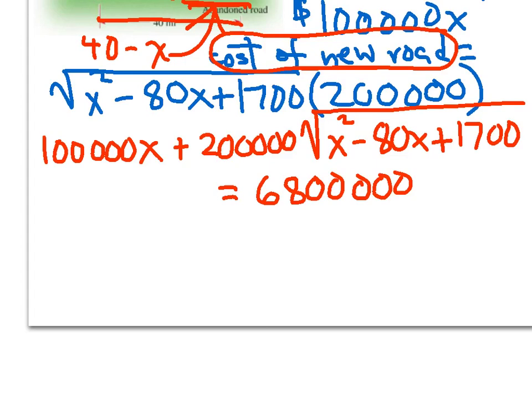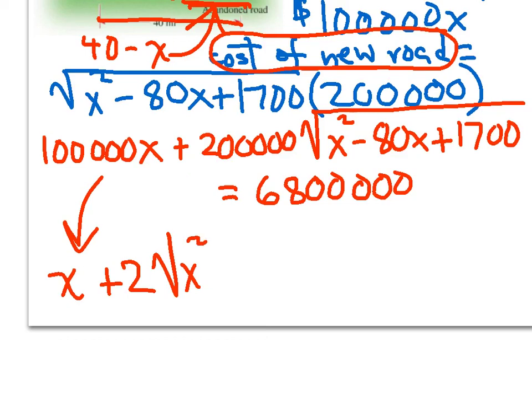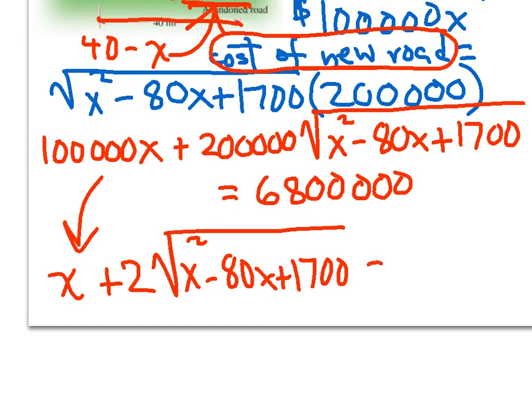Well, the first thing we can do is divide everything by 100,000 to get rid of some of these big giant numbers. So let's go ahead and do that. If we divide everything by 100,000, then the first term becomes x. The second term becomes 2 times that square root of x squared minus 80x plus 1,700. So that's much more simplified. And on the right-hand side, if we divide by 100,000, we should get 68.